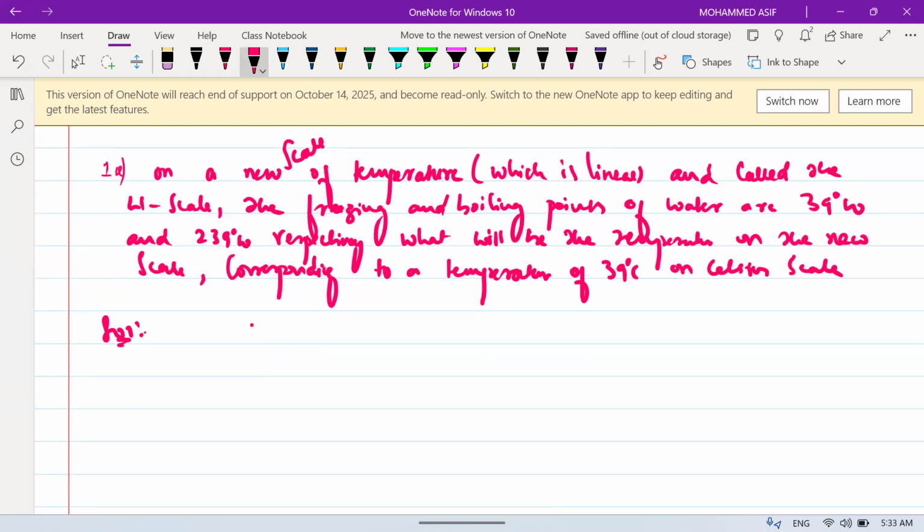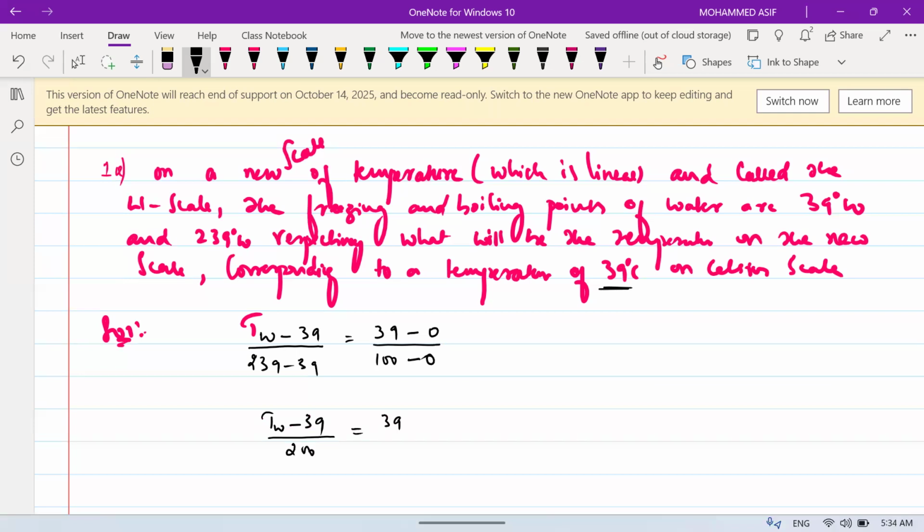Direct form, which I told you yesterday. Temperature on your W scale minus lower fixed point 39, divided by upper fixed point 239 minus 39, is equal to, on the Celsius scale, 39 minus the freezing point 0, divided by 100 minus 0. So if I simplify this, temperature on W scale minus 39 divided by 200 is equal to 39 divided by 100.